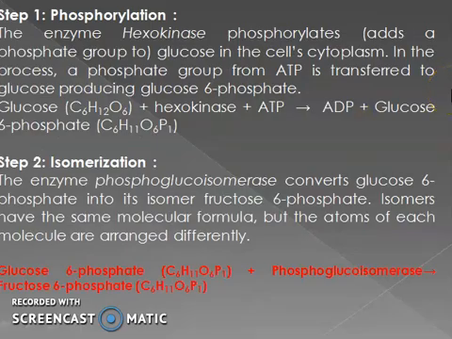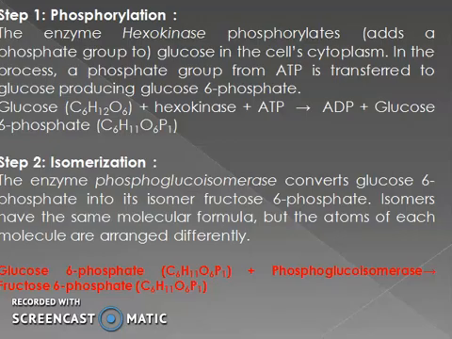Now, step one, phosphorylation. In phosphorylation, glucose in the cell cytoplasm is converted to glucose 6-phosphate by the enzyme called hexokinase. Yes, glucose plus hexokinase plus ATP will convert into ADP plus glucose 6-phosphate.